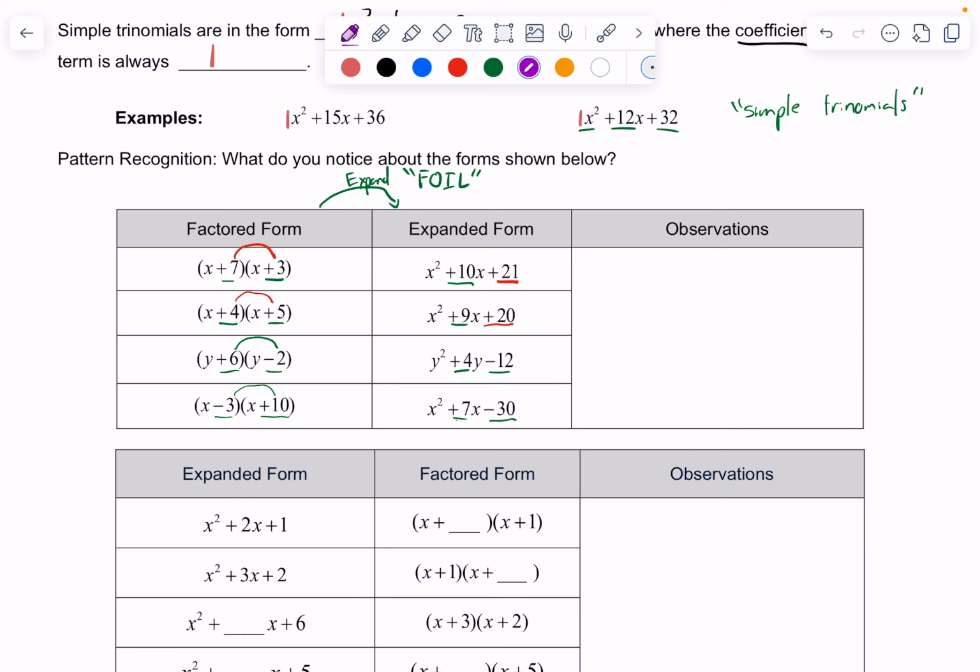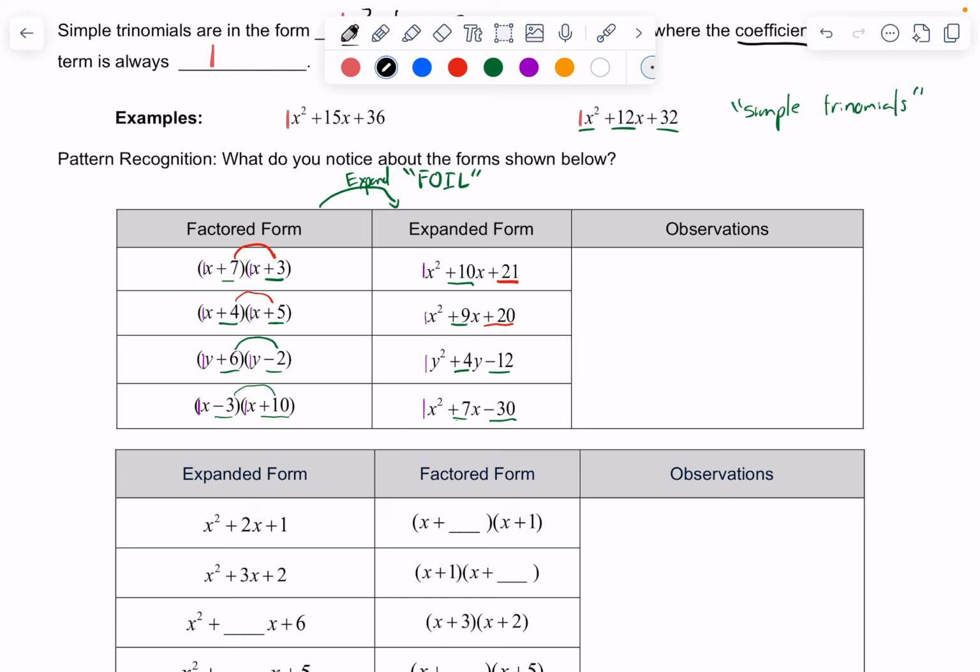And notice how there's always a 1. All of these have a 1, 1, 1, 1. That's because the numbers in front of those variables inside the brackets here are always 1. So they're always 1 in the simple trinomial.